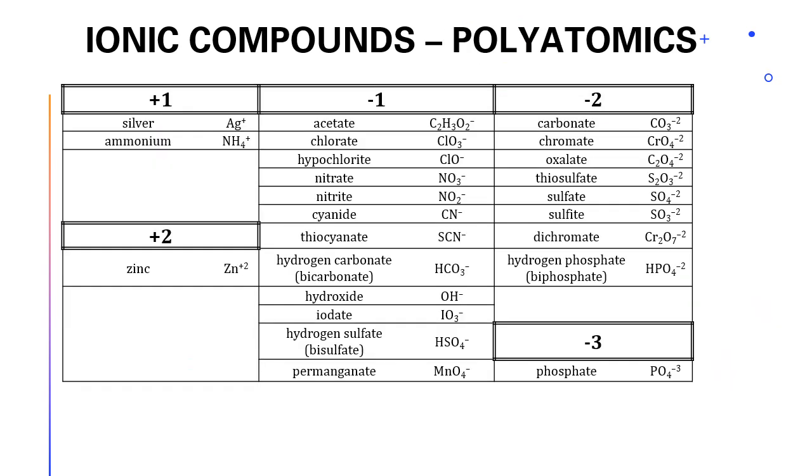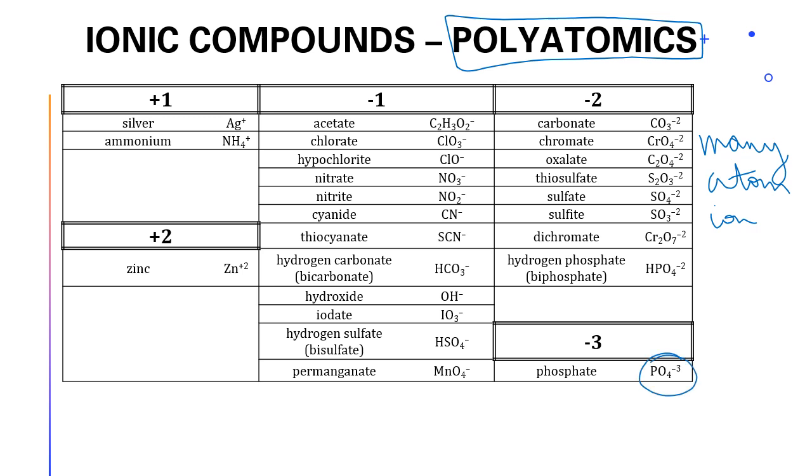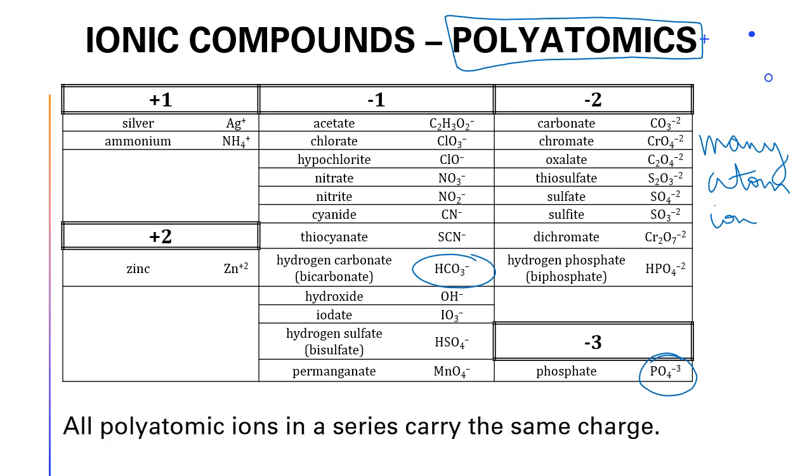The second ion in an ionic compound sometimes is a polyatomic ion. A polyatomic ion is a many-atom ion. So it's an ion that acts like something that has a negative charge, but it has multiple atoms within it. So PO4 -3 has phosphorus and oxygen, or HCO3- has hydrogen, carbon, and oxygen. Within a series, all polyatomic ions will have the same charge.